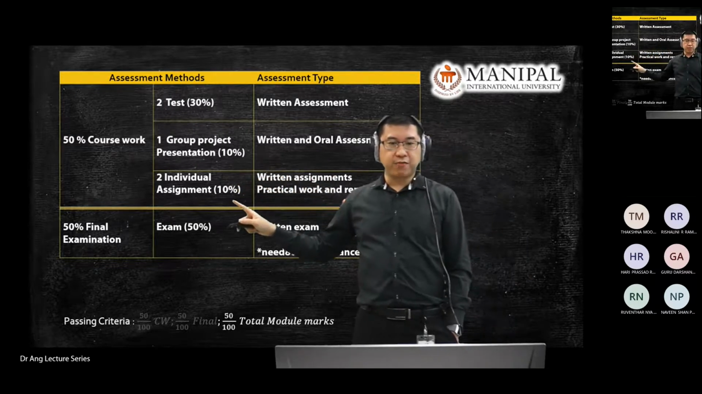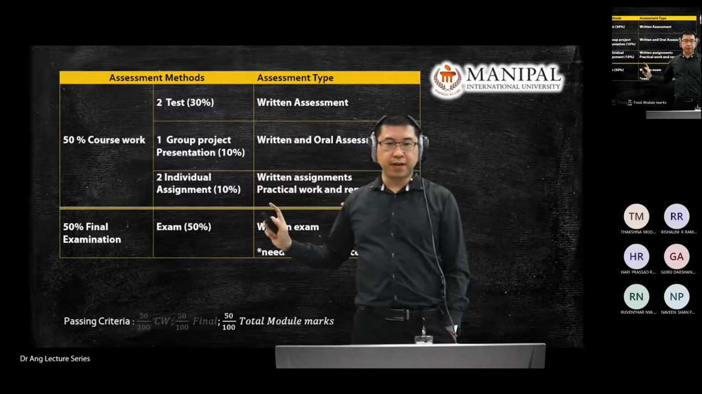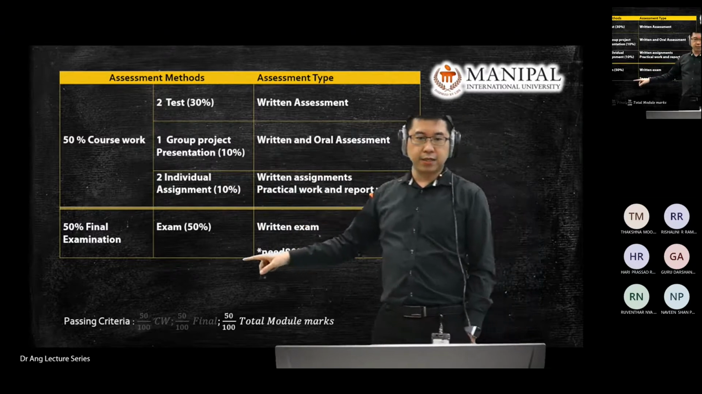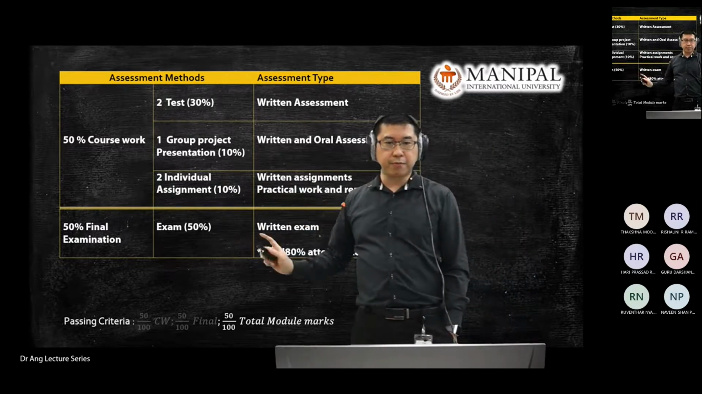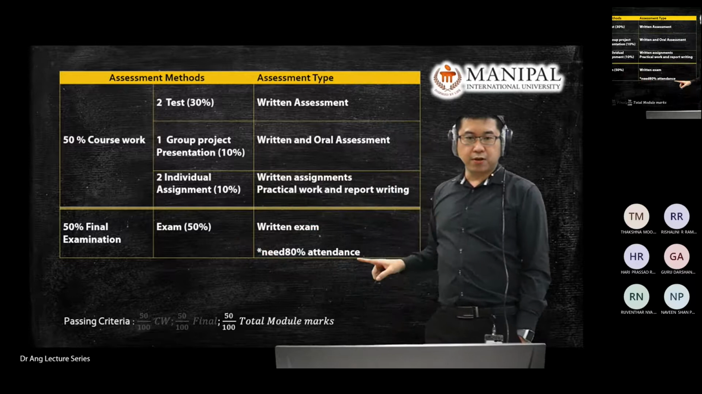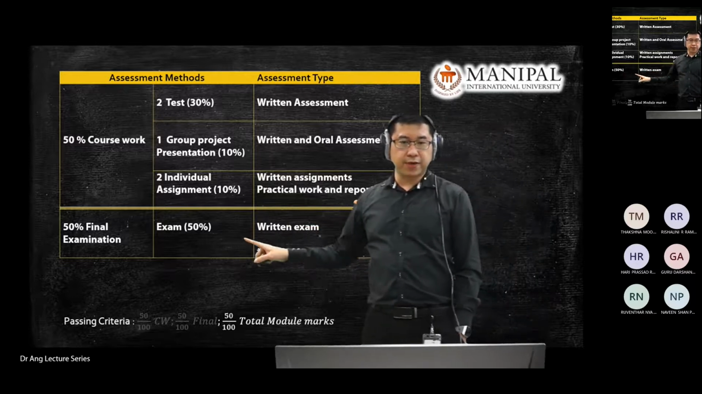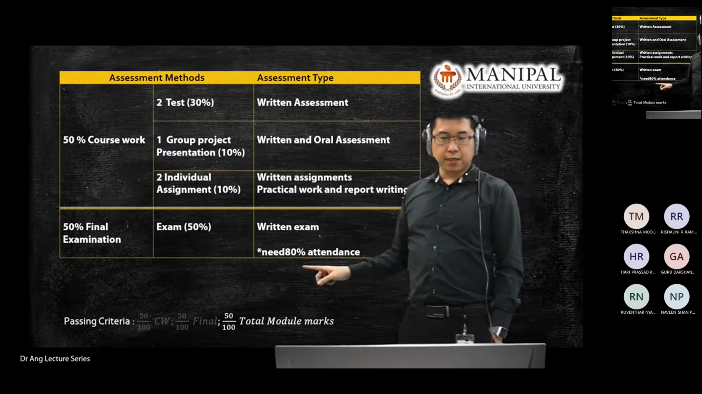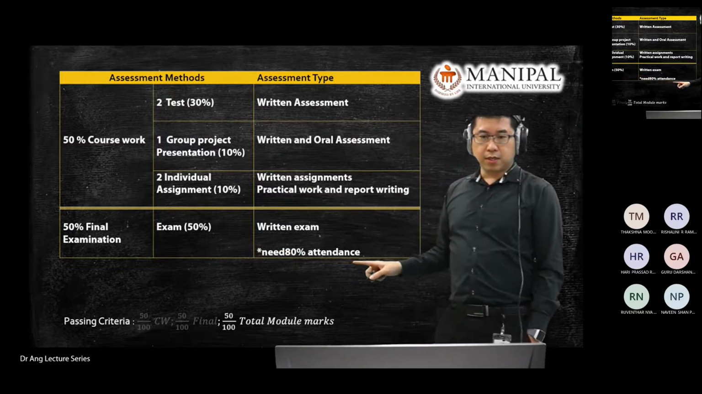Then you have 2 individual assignments. Each one of them is 5 marks or 5%. You add all together, you will get 100 marks. So the exam will be 50%. To sit for the final exam, you need 80% attendance. Okay, so don't miss my class.